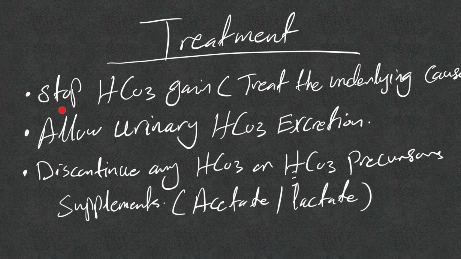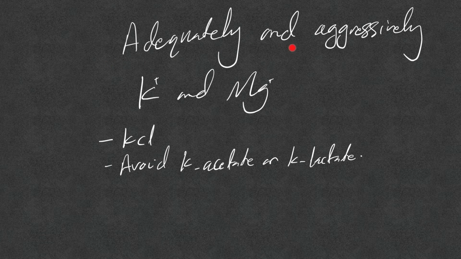Treatment. The treatment mainly is to treat the underlying cause that will stop the bicarb gain and allow urinary bicarb excretion, and please discontinue any bicarb treatment or bicarb precursor supplements like acetate or lactate. Very important, adequately and aggressively replete potassium and magnesium. And please use potassium chloride. Avoid using potassium lactate or potassium acetate, because acetate and lactate are metabolized in the liver to bicarb.